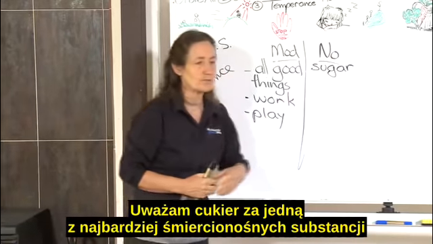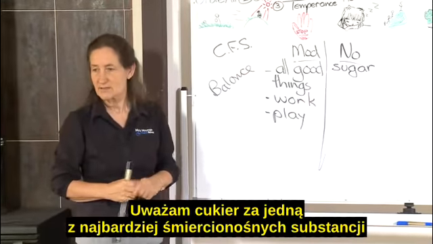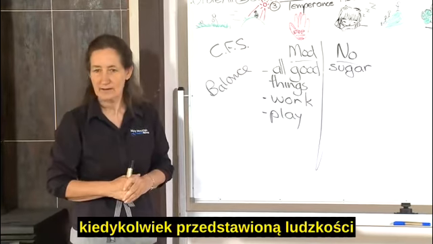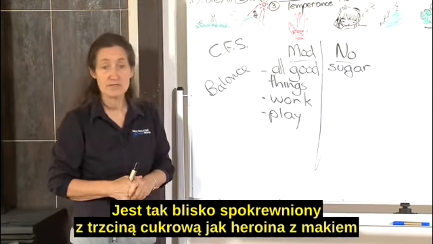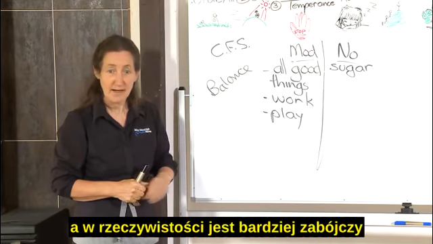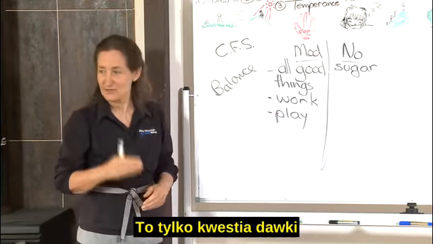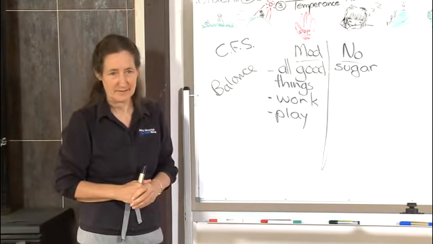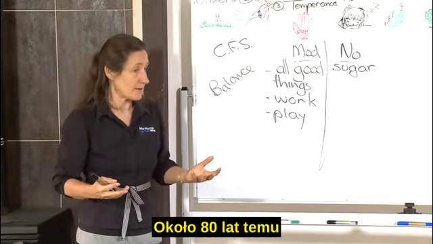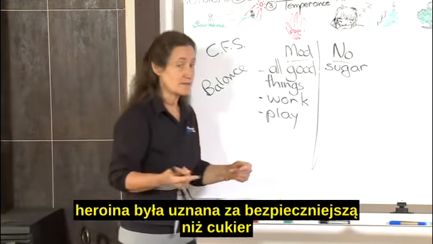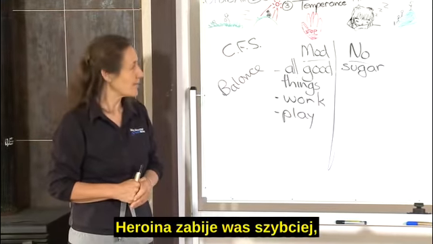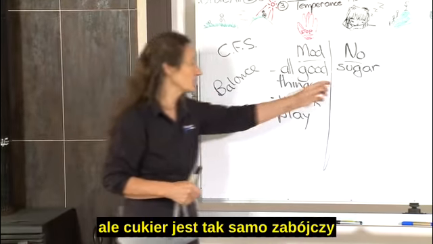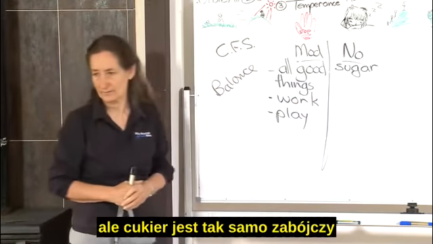I consider sugar to be one of the most lethal substances ever to be introduced to mankind. It is as closely related to the sugarcane as heroin is to the poppy plant. And yet actually it's more lethal. It's just a matter of degrees. About 80 years ago, heroin was considered safer than sugar. Whoa. Heroin will kill you quicker, but sugar is just as much a killer.